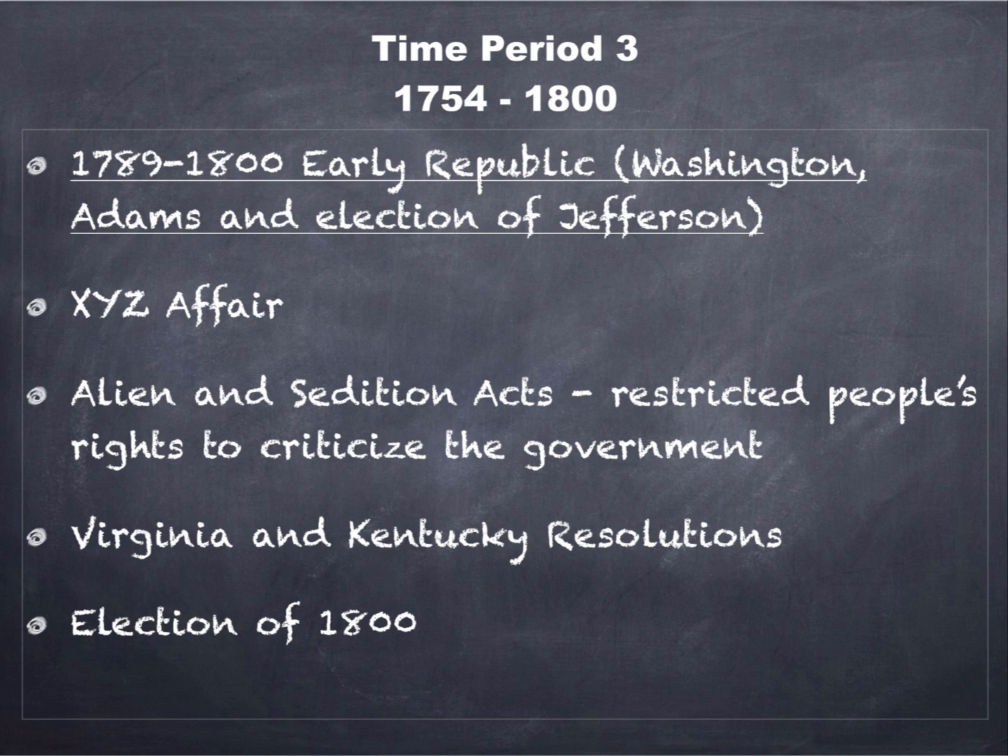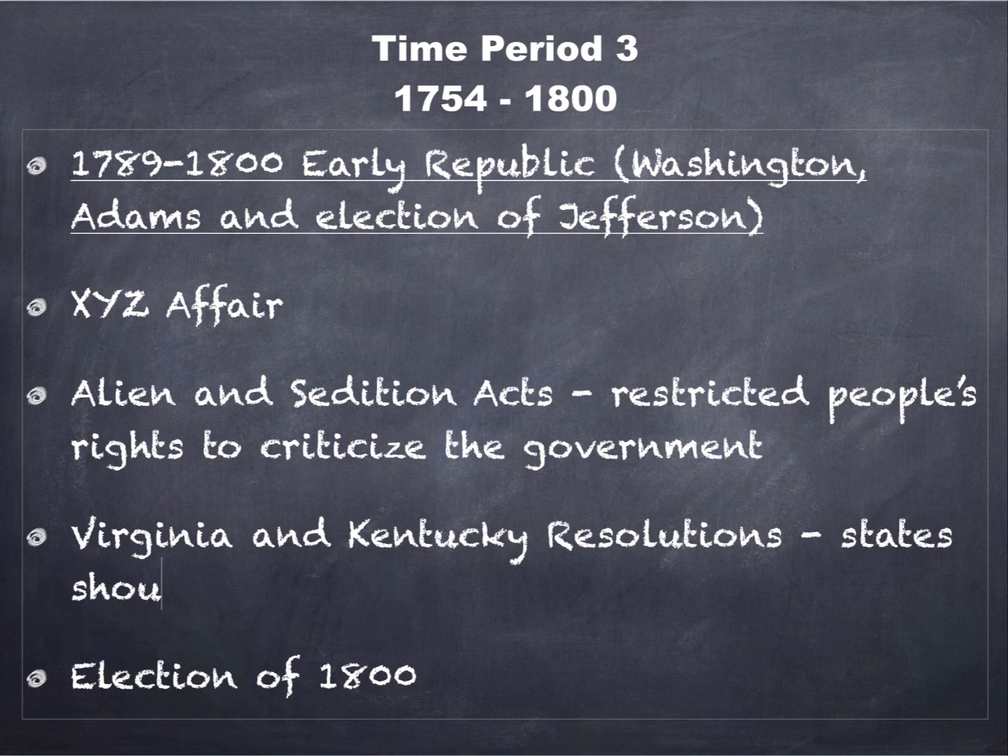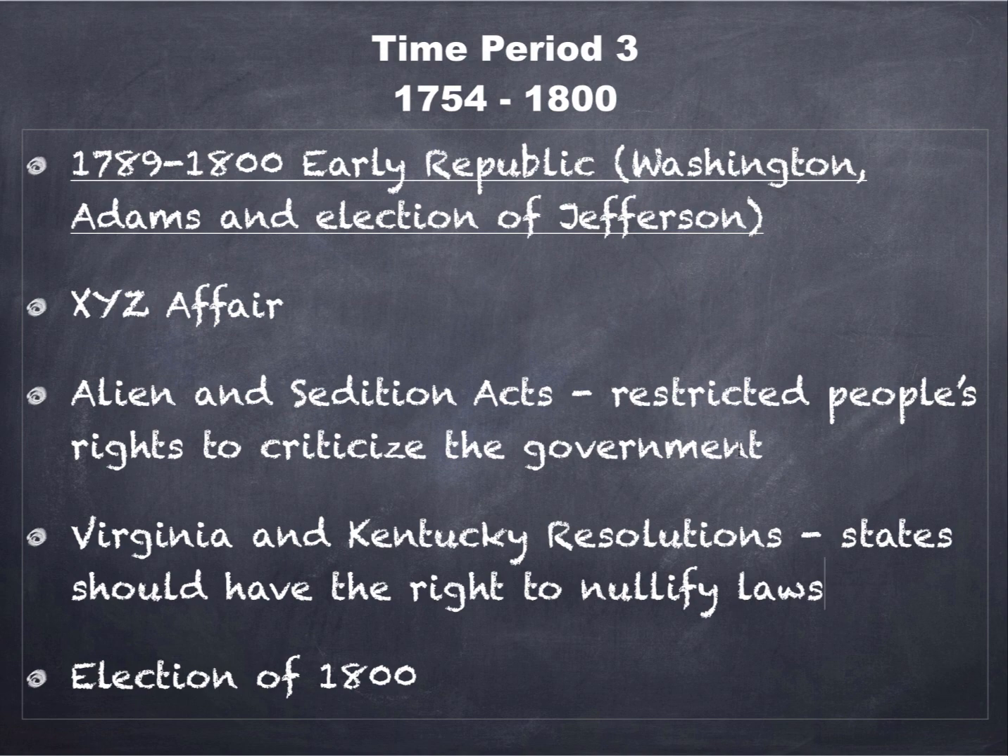And then anonymously, Jefferson and Madison, of course we know now, wrote the Virginia and Kentucky resolutions, which said states should have the right to nullify laws. In other words, if they don't like the Alien and Sedition Acts, they should be able to nullify them and just not follow them. And then Jefferson will be elected in 1800.